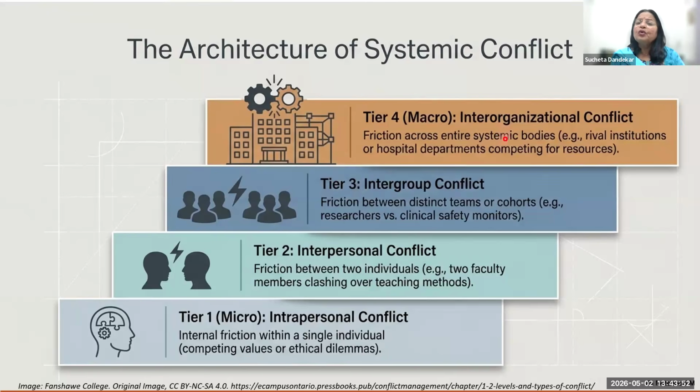And then tier 4 would be at a macro level, which would be inter-organizational conflicts: rival institutions, friction across entire systemic bodies, or huge departments fighting against each other, having a conflict about some things. My use of fight is maybe wrong terminology, but people are arguing and trying not to let things happen. This we have seen very often, when we have union conflicts and things just don't move. So this would be at the macro level, or the tier 4 level.